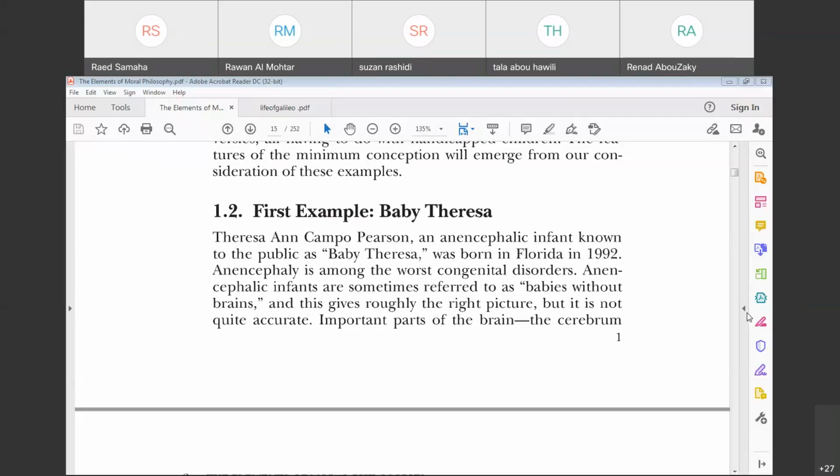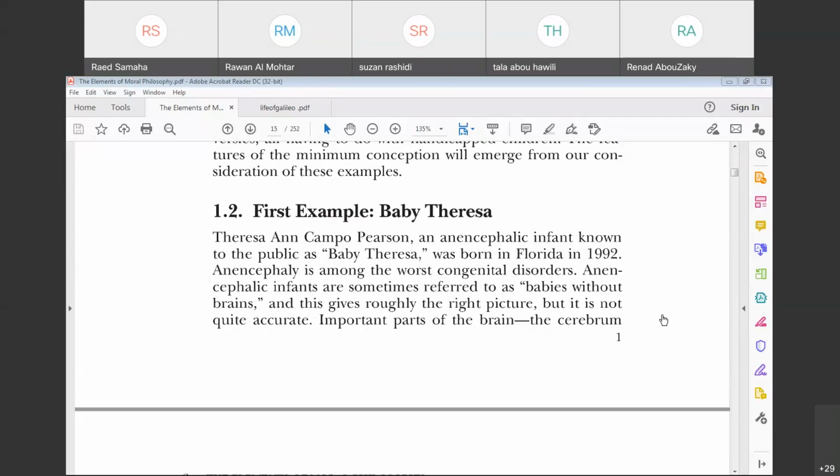And her parents, out of their goodwill and kindness, made a decision to donate baby Teresa's parts to children in need. Because all Teresa's parts are functional: heart, kidney, they're in good shape, except that baby Teresa didn't have a brain. So her parents willingly agreed to donate baby Teresa's parts to children who are in need of heart, kidney.